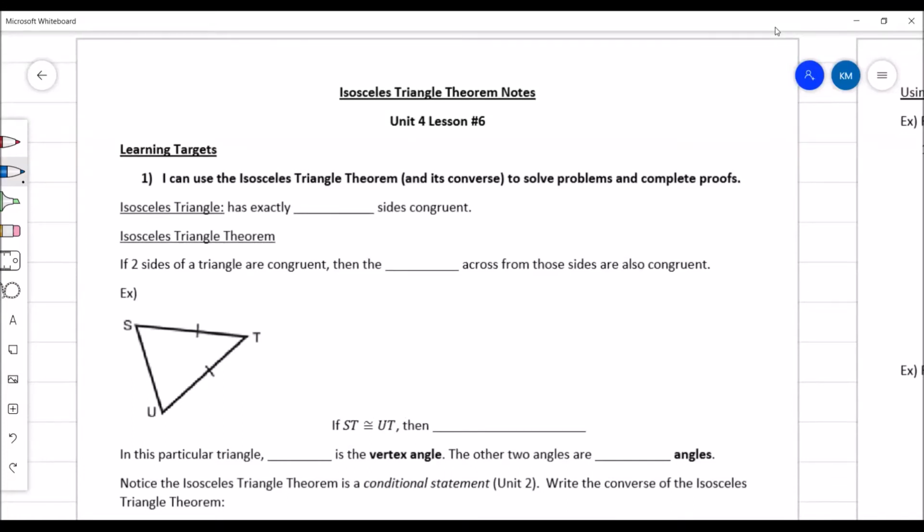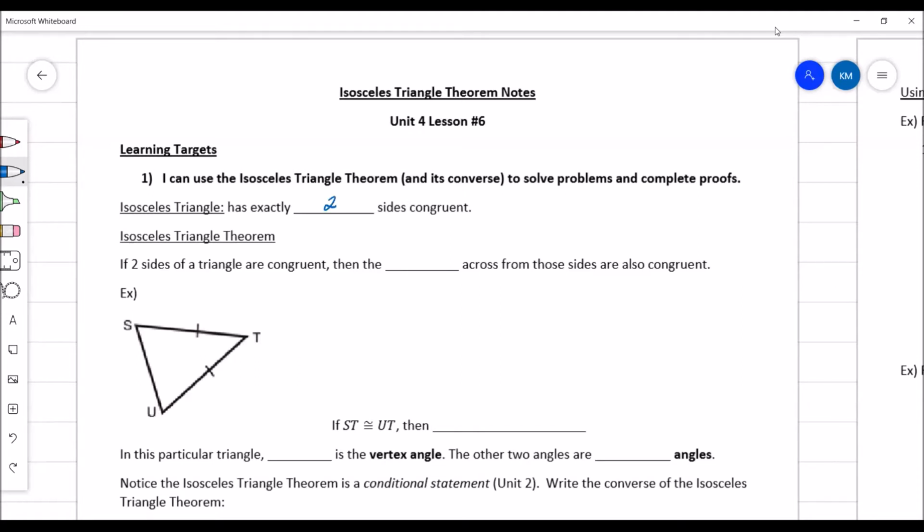Today we're going to look at the isosceles triangle theorem notes. At the end of this video, you should be able to use the isosceles triangle theorem and its converse to solve problems and complete proofs. Okay, an isosceles triangle has exactly two congruent sides.